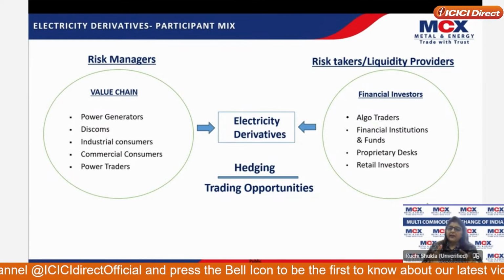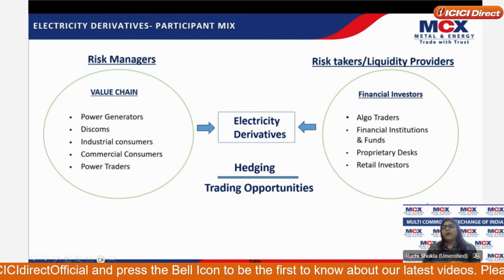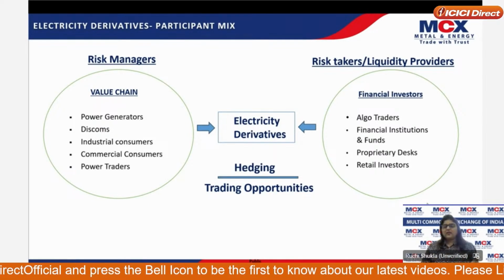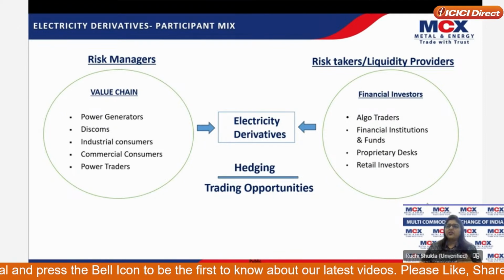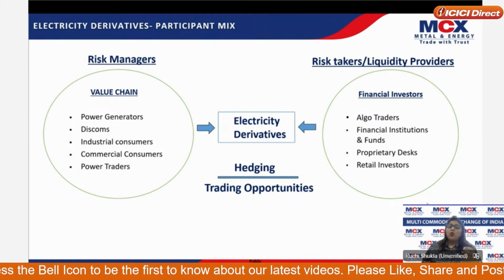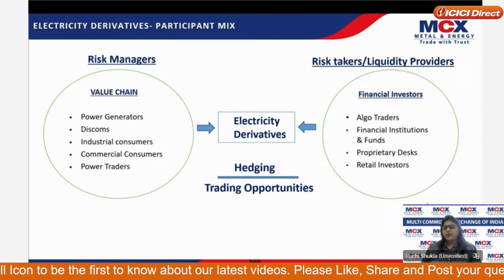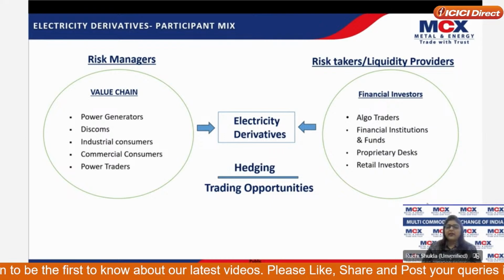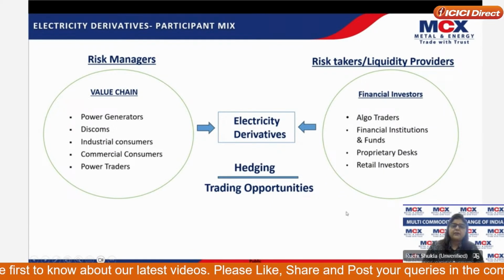On the other side, to fill in this liquidity, there is a set of participants who are always there in any other commodity derivatives also. So these are the algo traders or our financial institutions and fund houses, our proprietary desks, retail investors, who will be the liquidity providers, and they have the trading opportunity over here. So the entire set together will make this an efficient and a robust market.